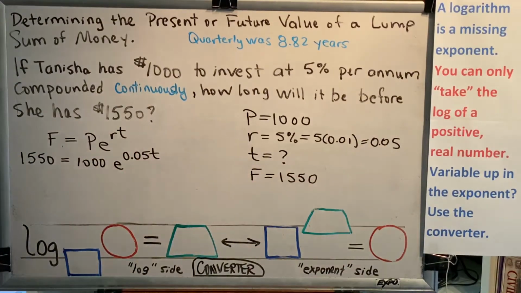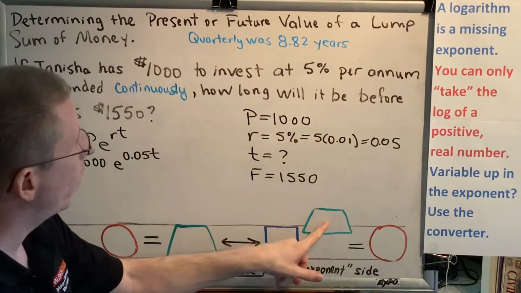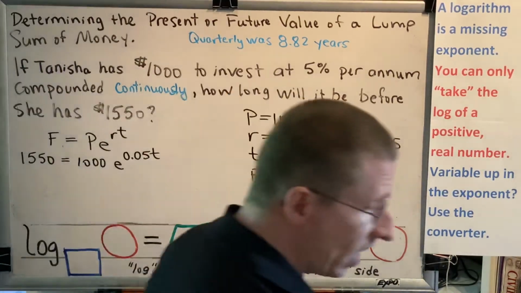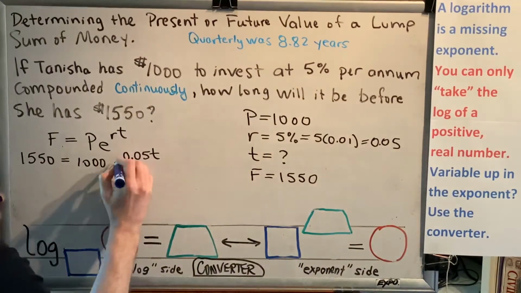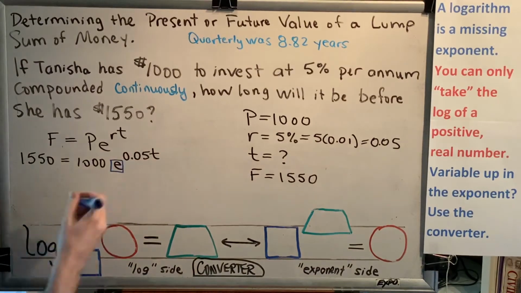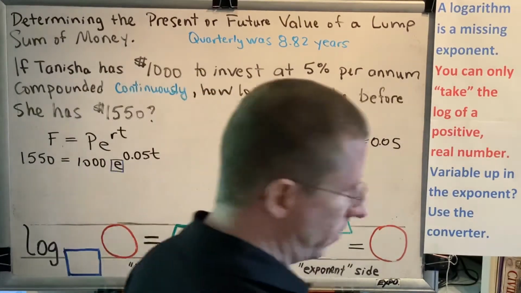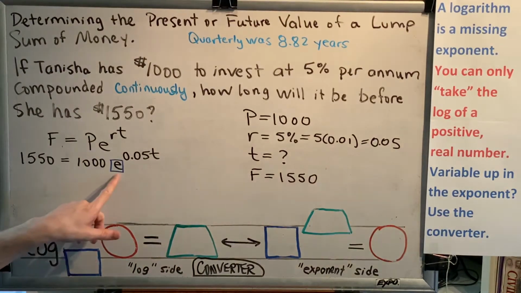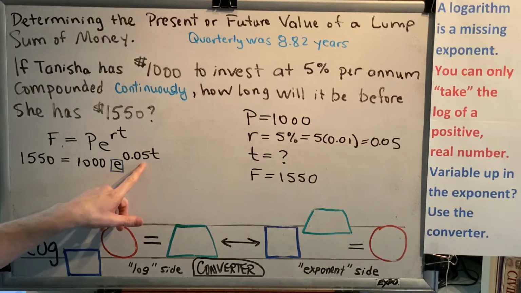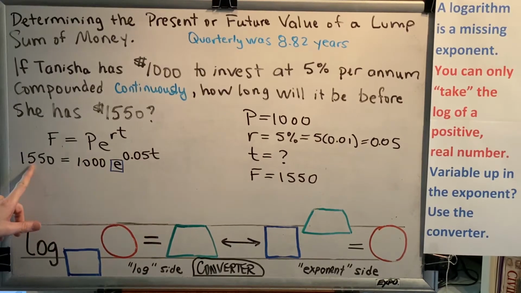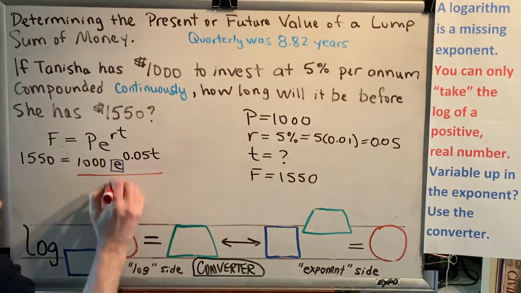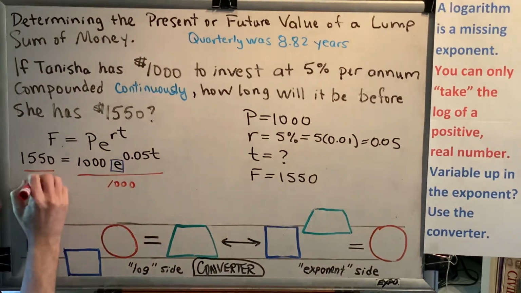But my converter only has a place for three things: one base, one exponent, one argument. In our problem, the base is e, not 1000e. If I wanted the base to be 1000e, then both the 1000 and the e would have to be in parentheses. Since there are no parentheses, the base is just e, which means e is the base, 0.05t is the exponent, 1,550 is the argument. This 1,000 is extra. We're not allowed to have any extra, so we have to find a way to get rid of the 1,000, so we divide by 1,000 on both sides.